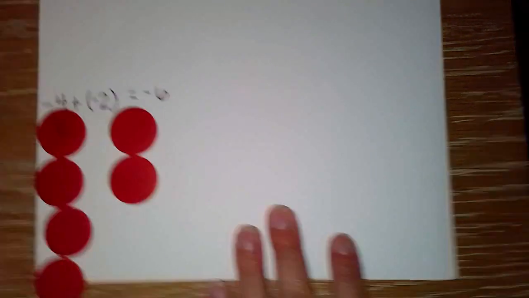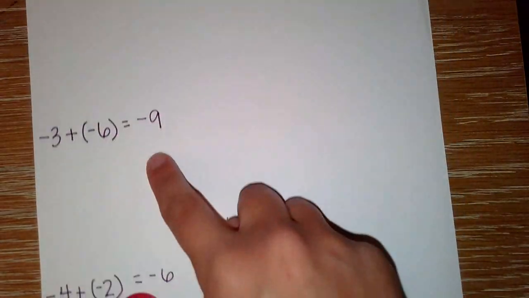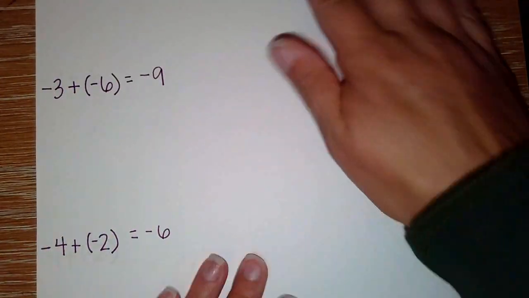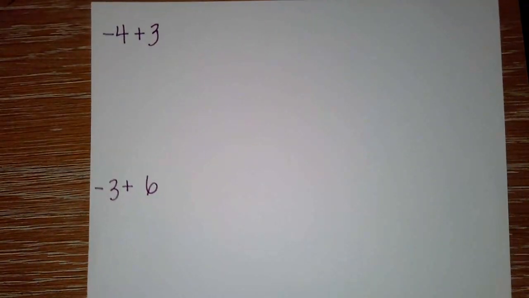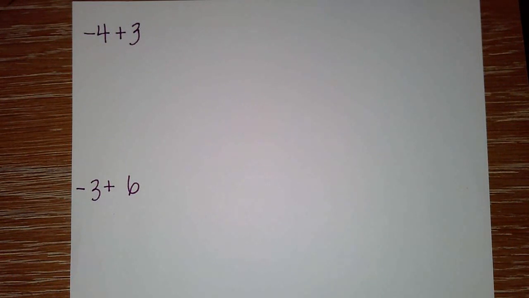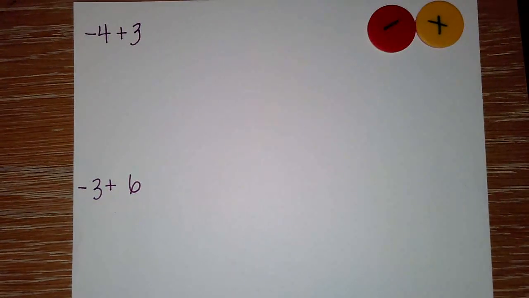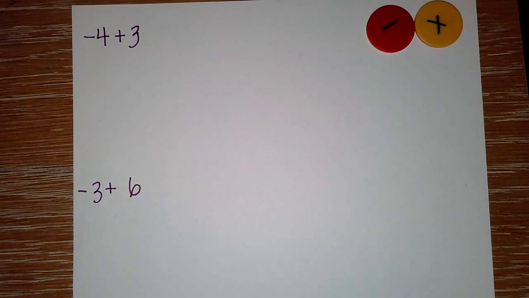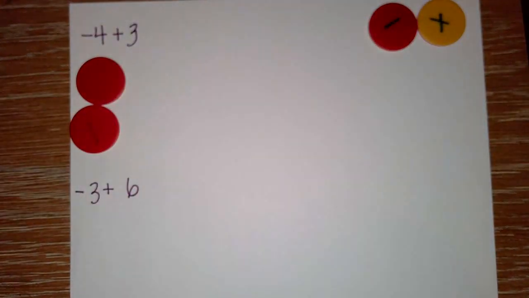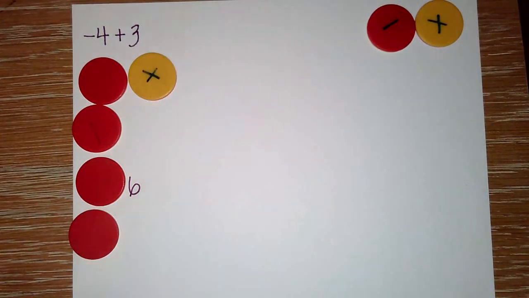So here we had same signs: positive and positive, negatives and negatives. Now let's see what happens when we have different signs. We're still going to use that positive as yellow and that red as negative. So this time I see that's negative 4. That means I need 4 reds. Reds are negative. But I have 3 positives, so I'm going to lay out 3 positives.